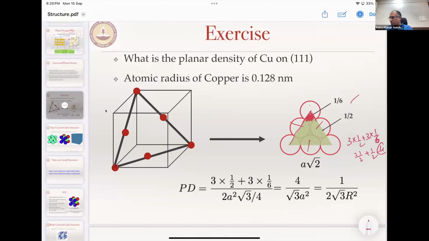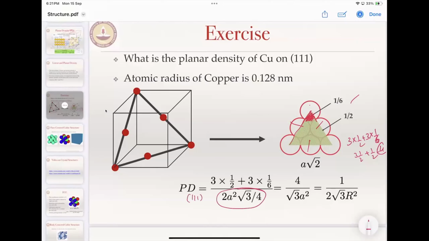And because it's a triangle, what type of triangle is this? Is it isosceles or equilateral? Equilateral. So if you know a, then you can find out the area of that triangle. Right?